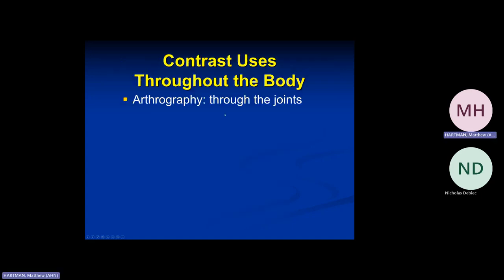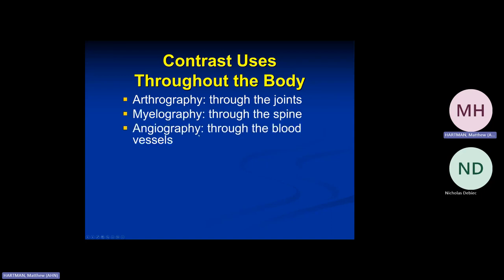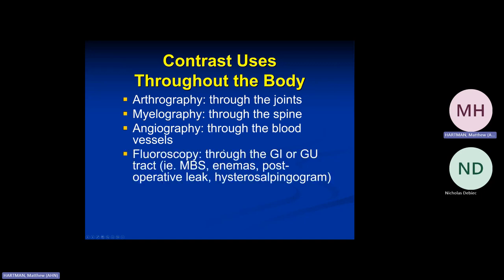Contrast throughout the body. Basically, wherever there's an orifice, we can inject contrast and get some good imaging. So arthrography through the joints, myelography, angiography, especially in interventional radiology, looking at the blood vessels, fluoroscopy for GI, GU.